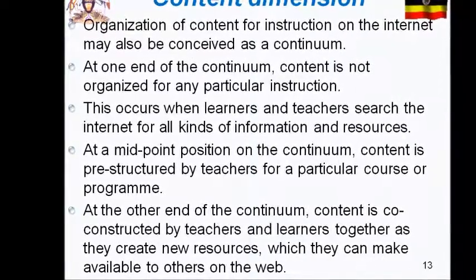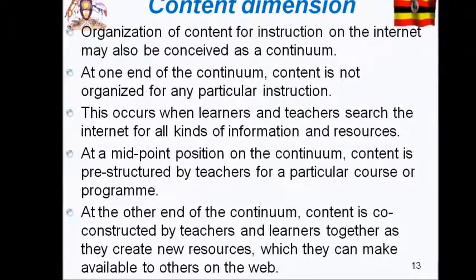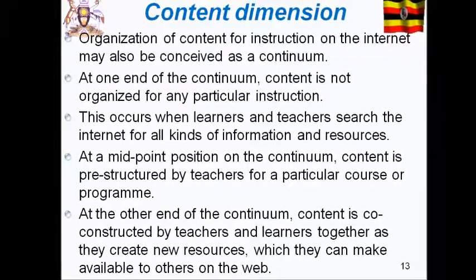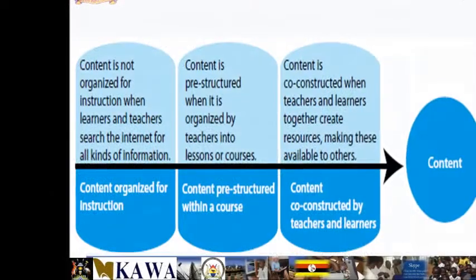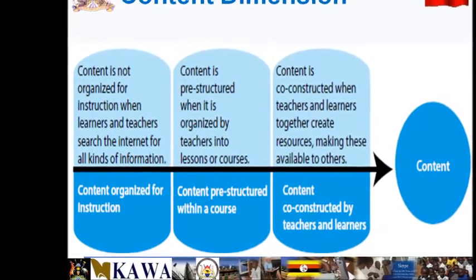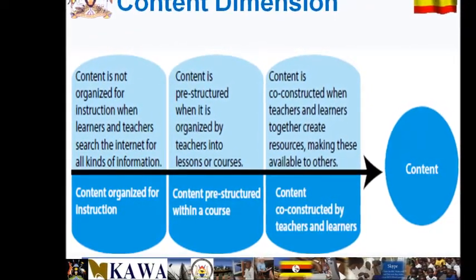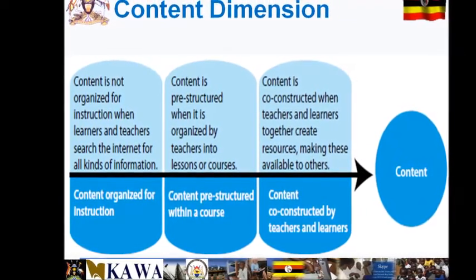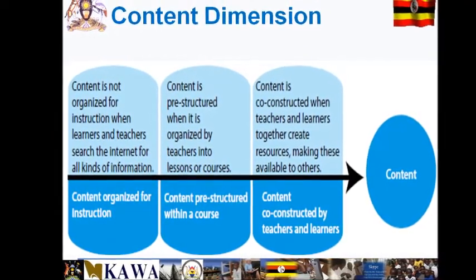You also need to understand this dimension, look at it very well. The content dimension, where you see that content is not organized for instruction when learners and teachers search the internet for all kinds of information. So you'll see content organized for instruction, you see content pre-structured within a course, and lastly content co-constructed by teachers and learners. And you'll also see the categories of e-learning, different categories of e-learning, where you'll see e-resources, online courses, blended learning, and communities of practice.